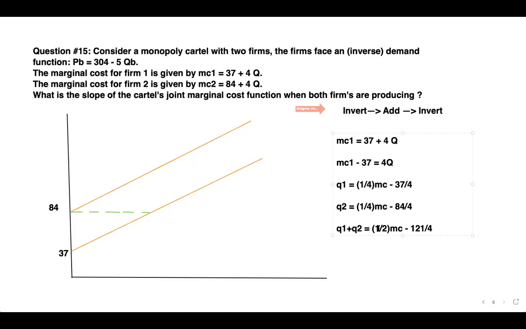But I'm going to do something a little bit different, just in anticipation. I'm going to write this as 2/4. So there's still a common denominator, just to make life a little bit easier. And so now I'm going to call Q1 plus Q2 just my joint quantity, and then I'm going to add 121 divided by 4 to both sides, which is equal to 2/4 MC, right?